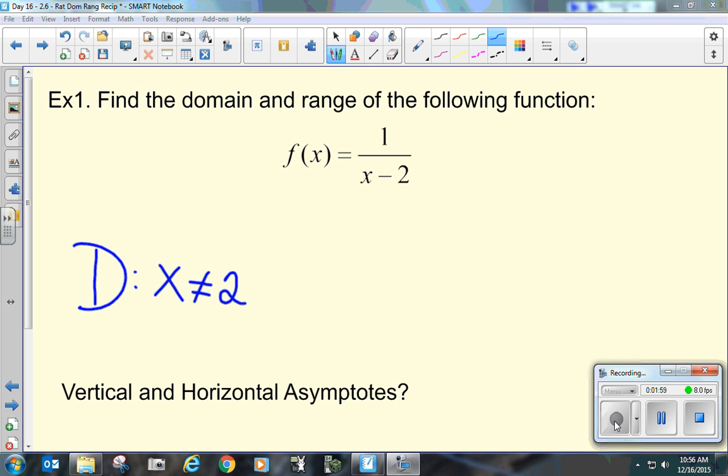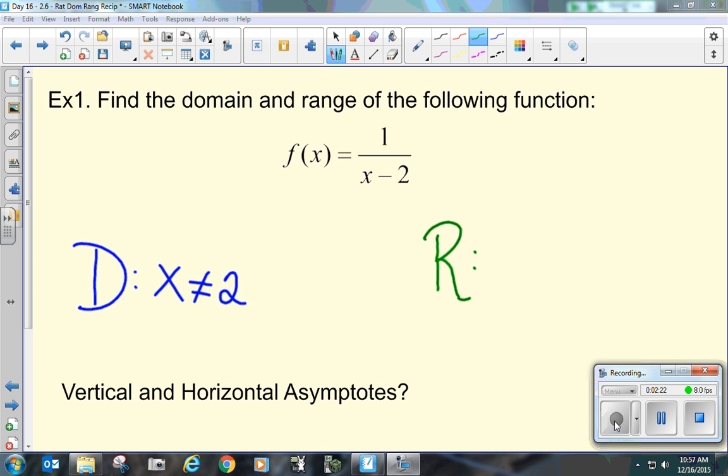It can be any other number. It can't be 2 because we can't have a 0 in the denominator. That would make it undefined. So that's our one big no-no. That's right for domain. It can be anything but 2. What about our range? Now, we can use any number besides 2 for x.